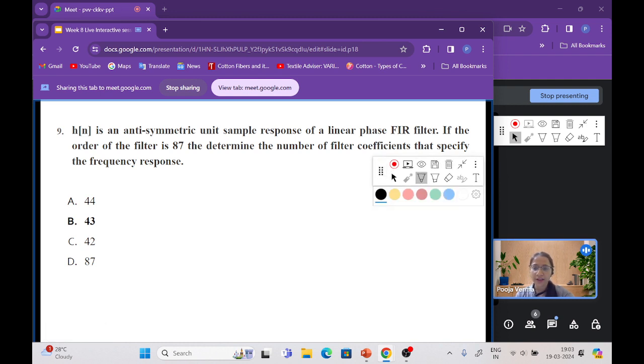H of n is an anti-symmetric unit sample response of a linear phase FIR filter. If the order of the filter is 87, then determine the number of filter coefficients that specify the frequency response. Here, the order of the filter is given, that is 87, which is an odd number, and it is given that h of n is an anti-symmetric unit sample response. So for an anti-symmetric unit sample response, how will we get the number of filter coefficients?